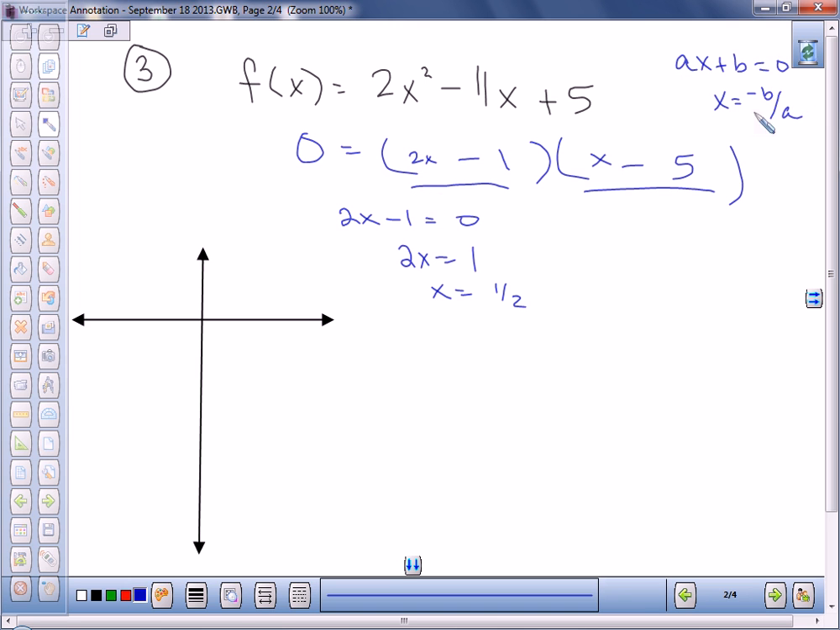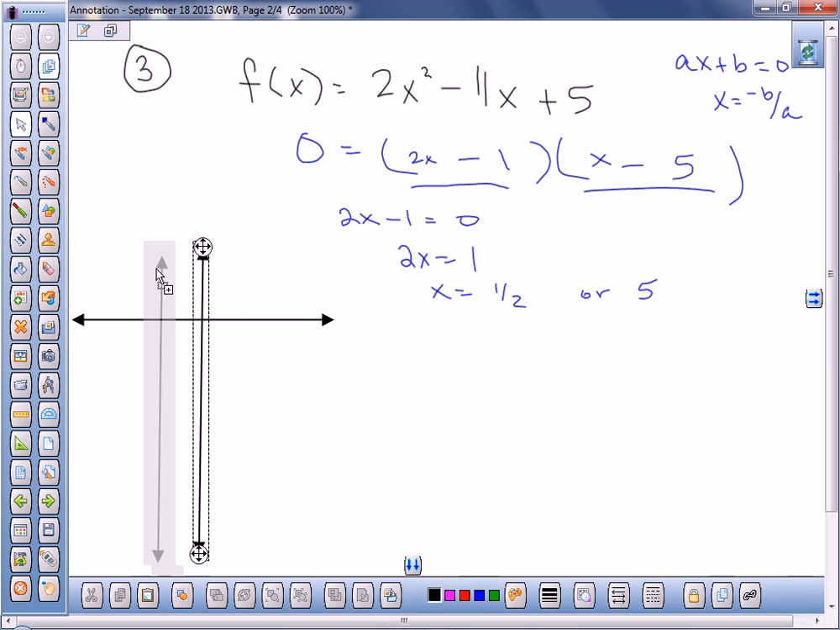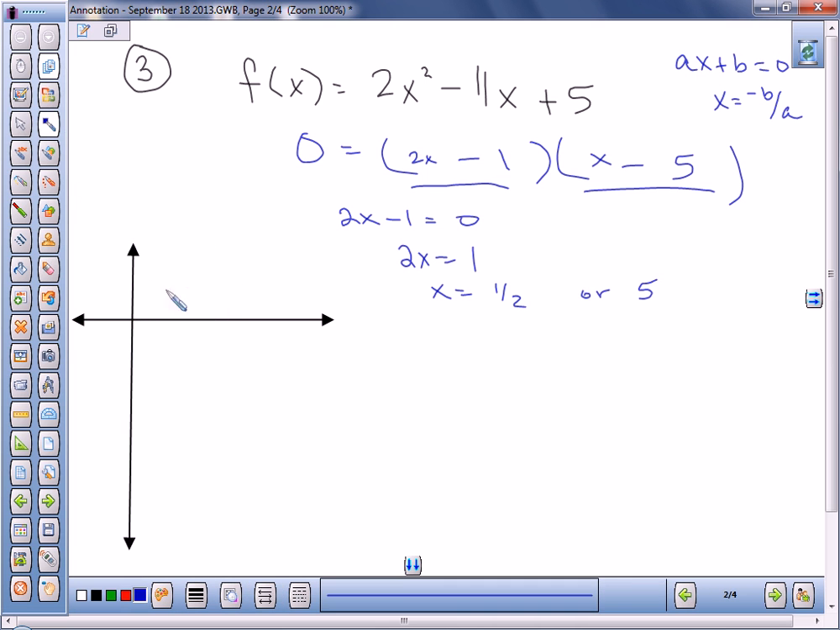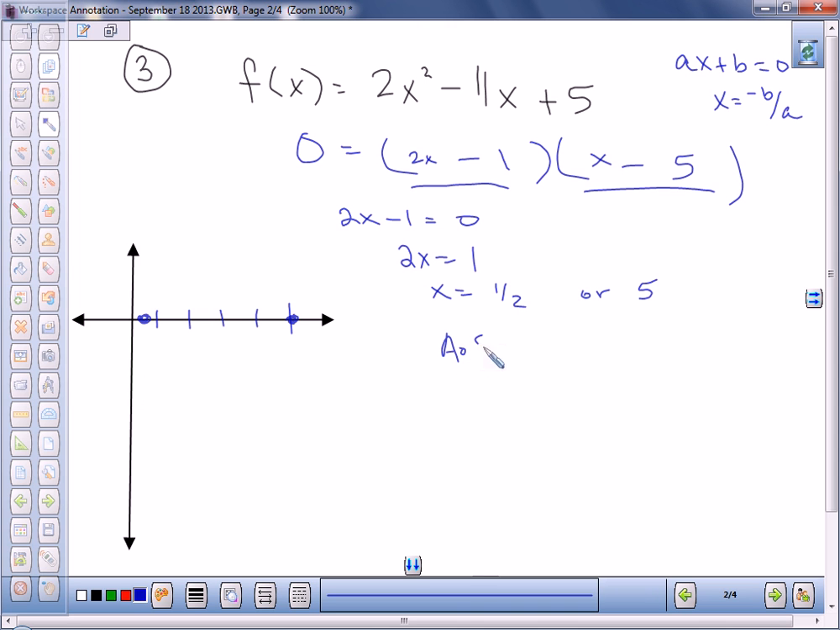So we know we have an intercept. I'm going to move my line over. Make it a little nicer for me. There we go. So 1, 2, 3, 4, 5. I've got one at 5. And then I've got one at 1/2. So where's the axis of symmetry? 2 and 1/4 to the right of that. So we take 5.5 and divide it by 2. So we get x equals 2.75. 2 and 3/4 is correct.